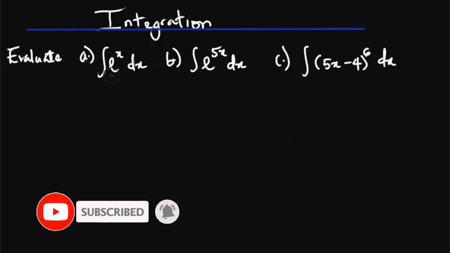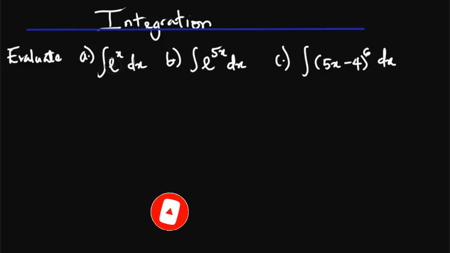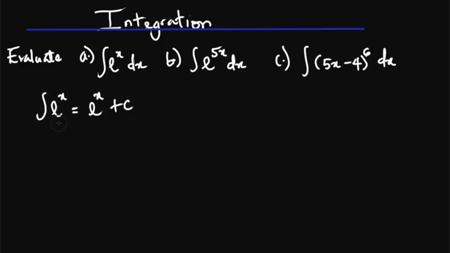Alright, our next set of problems are to evaluate the integral of exponential x, exponential 5x, and (5x minus 4) to the power of 6, all with respect to x. Okay, so basically, the integral of exponential x is equal to exponential x plus c. Just like when you differentiate exponential x, you get exponential x, when you integrate exponential x, you also get exponential x.